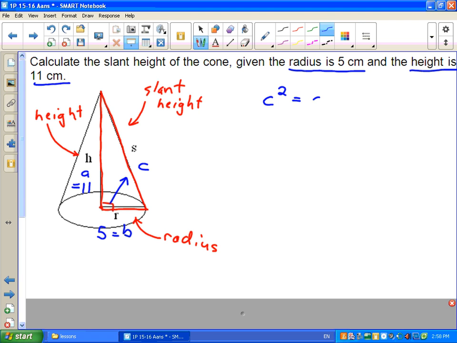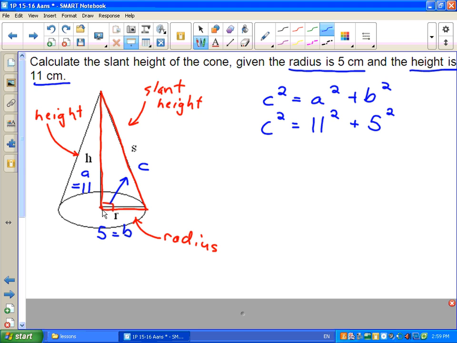C squared equals A squared plus B squared. So which of these letters do I have numbers for? Well, let's see. I've got B down at the bottom, that's 5, so I'm going to replace B with 5. I've got an 11 for my A there, so I'm going to put 11 squared for A. And I don't know C. That's what I'm trying to find, because they ask us to find the slant height of the cone, and I've labeled my slant height as C there.